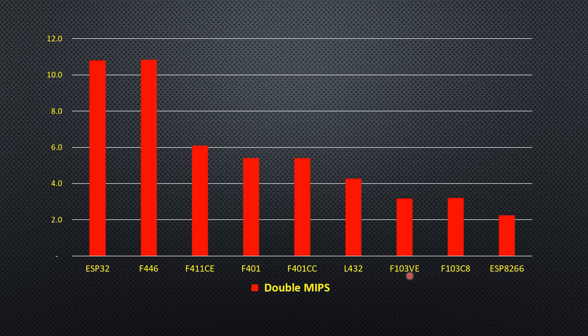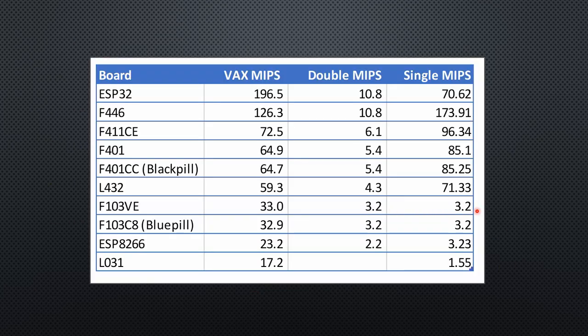But if we have a closer look, we see that the single and the double precision MIPS are the same for these two processors. Also, for the ESP8266, the difference between the two benchmarks is tiny. Maybe the compiler cheats and uses the same precision for both benchmarks? Please comment if you know more.